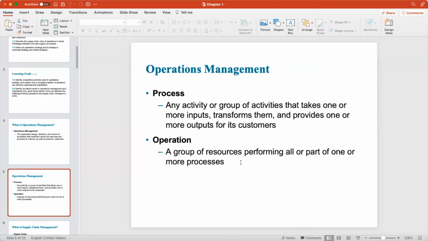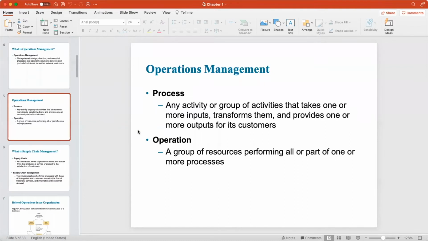Now, continuing with that idea, you can see that operations management itself is monitoring the process, all right? As long as an activity or group of activities takes one or more inputs and provides one or more outputs, it can itself be viewed as a process. So operations management is monitoring the whole operational process, and the key element is transforming the inputs into qualified outputs. Okay, so this is pretty much the core idea of operations management.